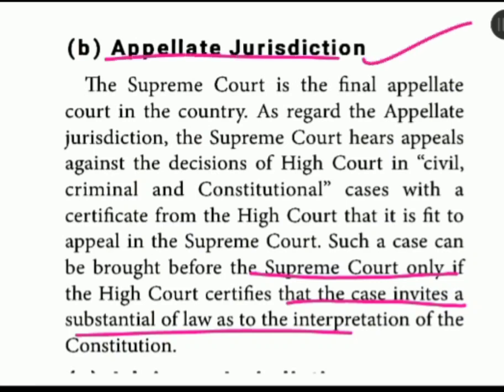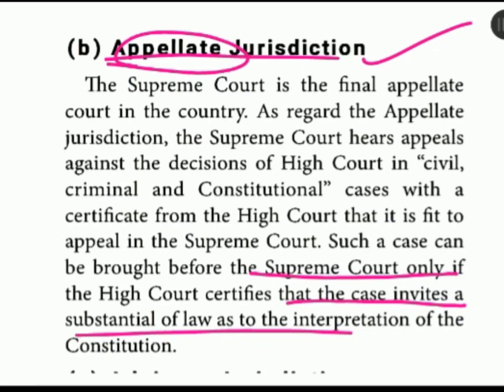For the appellate jurisdiction, the person first goes to the High Court. If he dislikes the High Court verdict, the second time he appeals to the Supreme Court. That is the appellate jurisdiction. If the person directly moves into the Supreme Court, that is called original jurisdiction. Going the second time is the appellate jurisdiction.